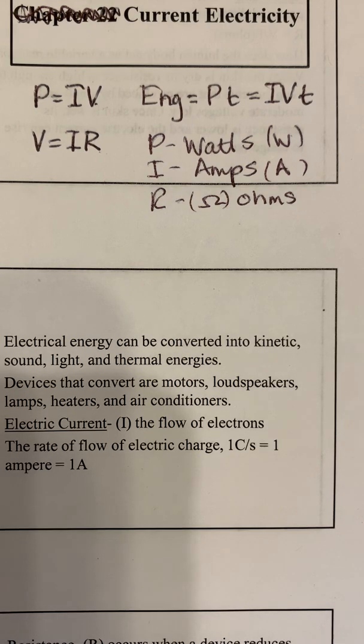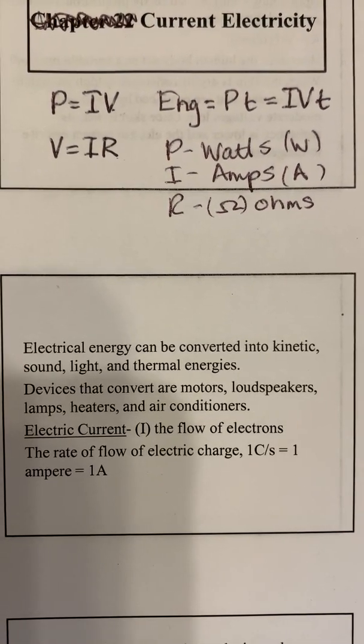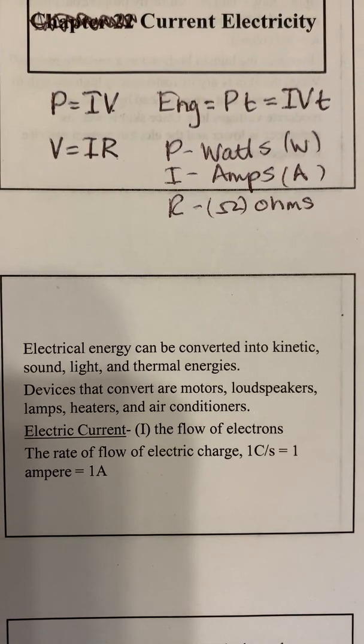Electric current is measured in amperes. We use the symbol I. I'm not sure why it's I. It is the rate of flow of electric charge. A coulomb per second is an ampere.